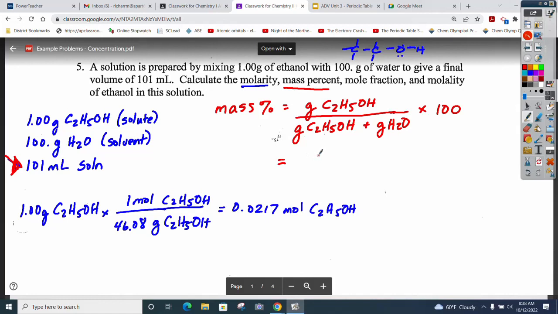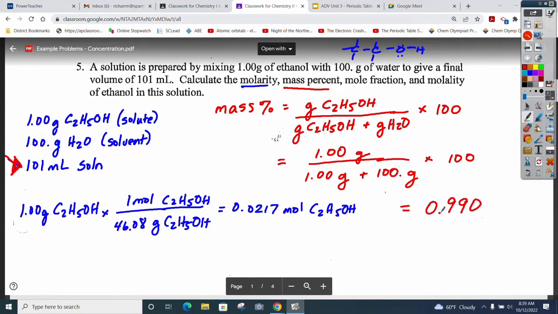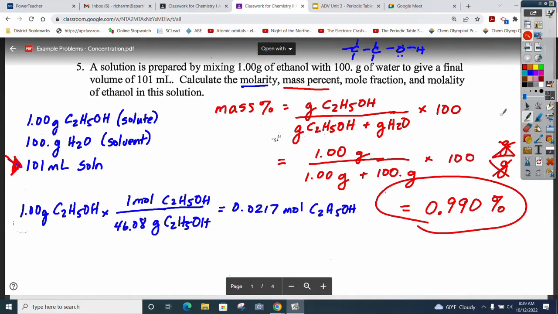So I'm going to go down here and plug in my 1 gram of ethanol divided by my 1 gram of ethanol plus my 100 grams of water, times 100. Take a minute and plug and chug, and you should get 0.990, to 3 sig figs, and percent. I don't have a unit on this one because I had grams in my numerator and grams in my denominator, so they canceled out. Okay, so my mass percent is 0.990.